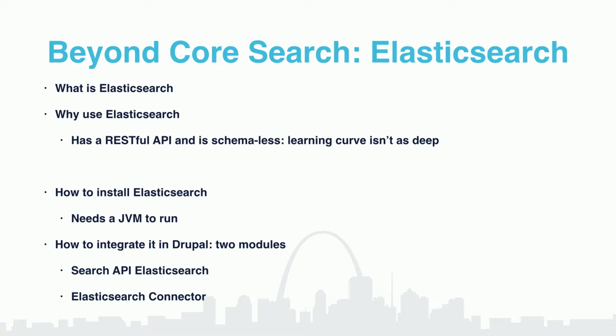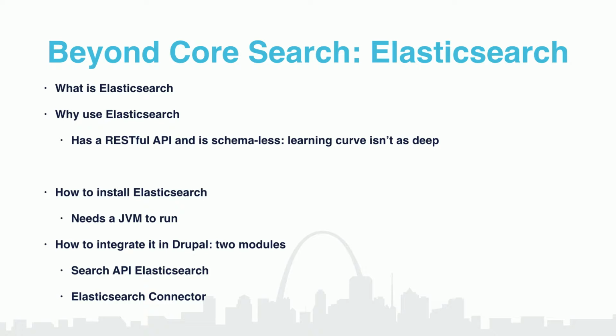In D7 right now, there's two comparable modules for Solr. There is Apache Solr Search, and then there is the Search API and the Solr integration with that. Elasticsearch is similar. There seems to be two good modules for that. There's one that integrates with the Search API called Search API Elasticsearch, and then there's another one called Elasticsearch Connector.